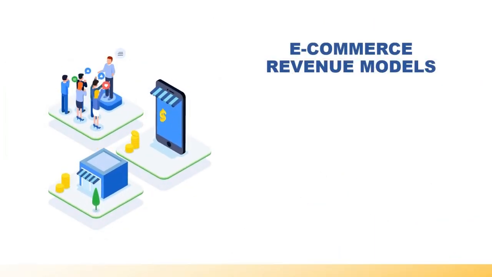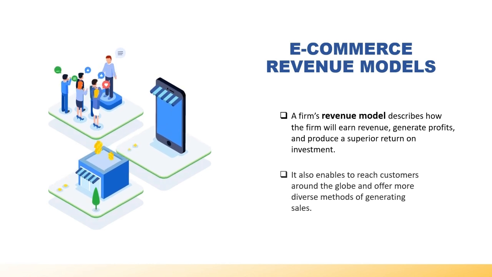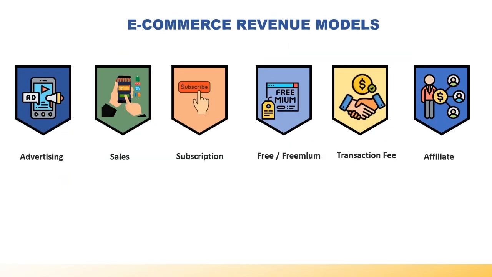E-commerce revenue models. A firm's revenue model describes how the firm will earn revenue, generate profits, and produce a superior return on investment. It also enables firms to reach customers around the globe and offer more diverse methods of generating sales. Although many different e-commerce revenue models have been developed, most companies rely on one or some combination of the following 6 revenue models. The 6 e-commerce revenue models are advertising, sales, subscription, free and freemium, transaction fee, and affiliate.